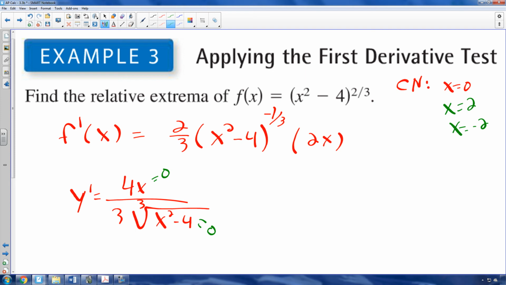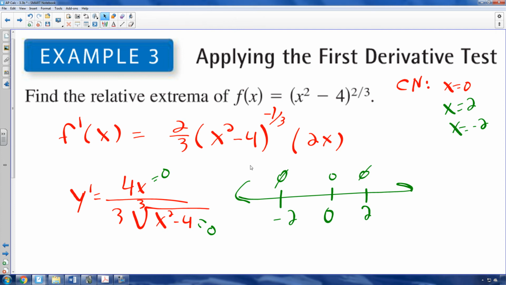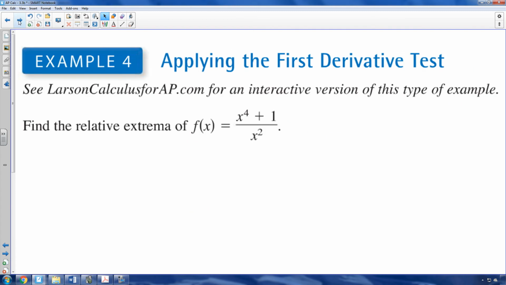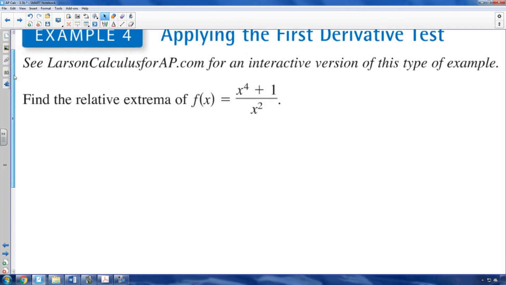So set the top to 0, set the bottom to 0, make a number line like so, with negative 2 and positive 2 and 0. We know we have a 0 derivative here, an undefined derivative here and here, and then make your number line. I'm going to stop on this problem and keep going because I think you can make the number line and draw conclusions based off of the last example. I want to show you just some different things you might be up against.